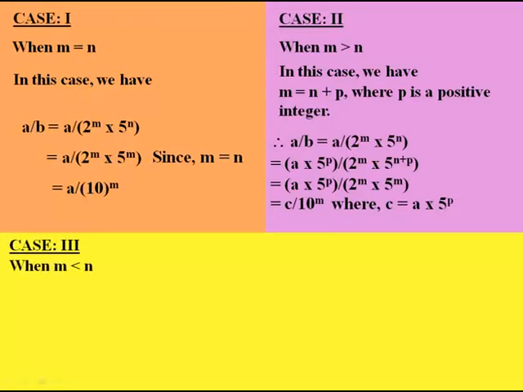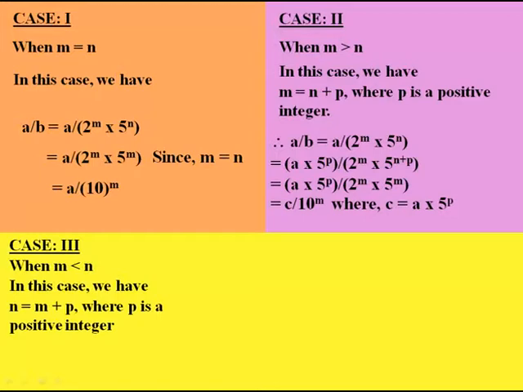Case 3. When m is lesser than n. In this case, we have n is equal to m plus p, where p is a positive integer. A by b is equal to a divided by 2 to the power of m into 5 to the power of n. Multiplying the numerator and denominator by a term 2 to the power of p, we get a by b is equal to a into 2 to the power of p divided by 2 to the power of m plus p into 5 to the power of n.